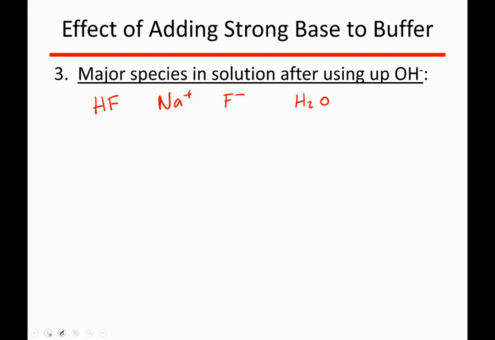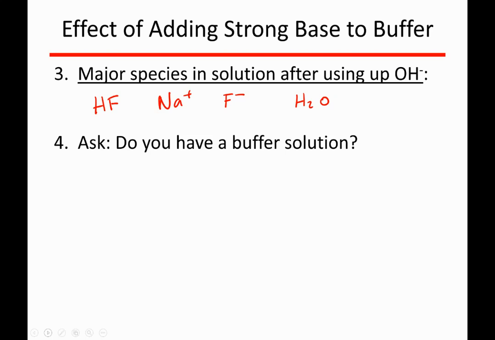Now, after writing the list of major species, we use that to help us determine where to go next in the problem. We're going to figure out what type of a problem we're dealing with now and what strategy we use to solve it. Because we no longer see H+ or hydroxide, we don't have to worry about that reacting anymore. So now all we have to do is ask ourselves, do we have a buffer solution, right? Because if we identify that we have that type of a problem, then we'll have some strategy on how to solve it.